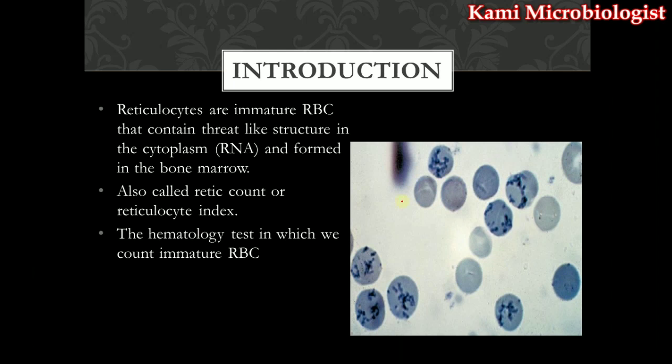This is the picture, as you can see. These are the mature RBC. After staining, once we make the blood film, this is the structure we see. These are the reticulocytes, as you can see. Reticulocytes contain granule-like or thread-like structures. So if you make a blood film and see these types of cells under the microscope, what are these called? These are called reticulocytes. So you have to count these. Now this is called the reticulocyte count test.